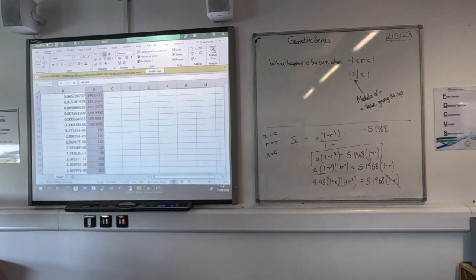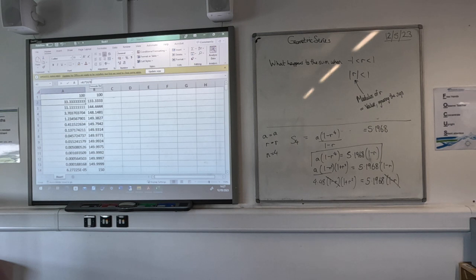What about if r is a small negative number? So let's go up here and let's change my formula to minus a half, say. Is it going to let me type it like that? Well, right, okay, so let's generate that sequence.